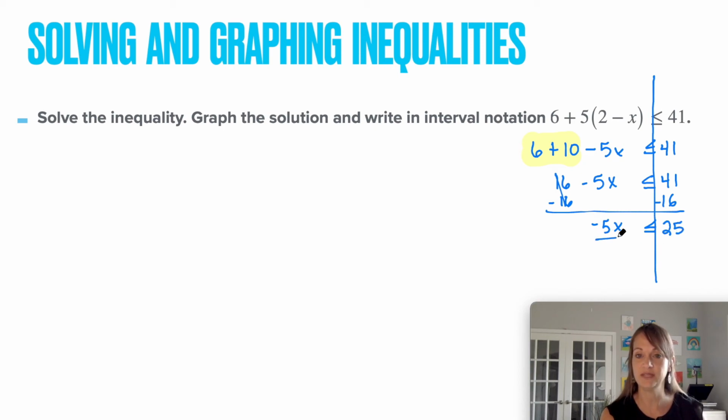And then we need to divide by -5. Now, because we divided by a -5, the less than or equal to sign will now need to be a greater than or equal to sign. 25 divided by -5 is -5.